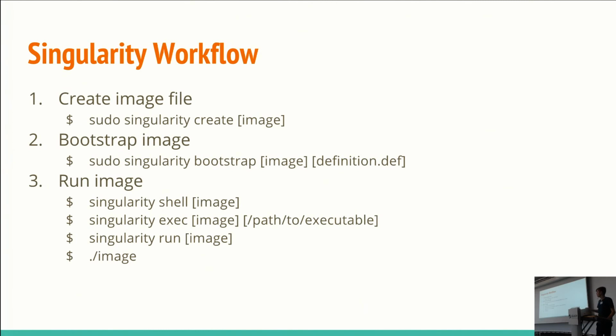And then the third part is running your image. There are three ways to actually run an image. You have Singularity Shell, which will just open up an interactive shell inside the image. Singularity Exec, which will execute any executable that you want inside the container. And then Singularity Run. This is also the same as directly executing the image itself. What these two do is run a script inside the container called the run script, which is defined in your definition file. Every time you use one of these two commands, it'll just run that script inside the container. So it provides a sort of default behavior for your container.